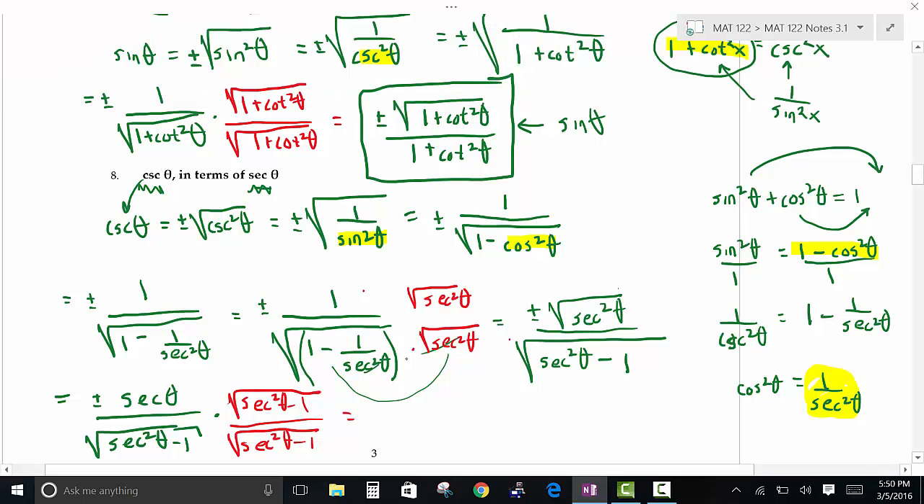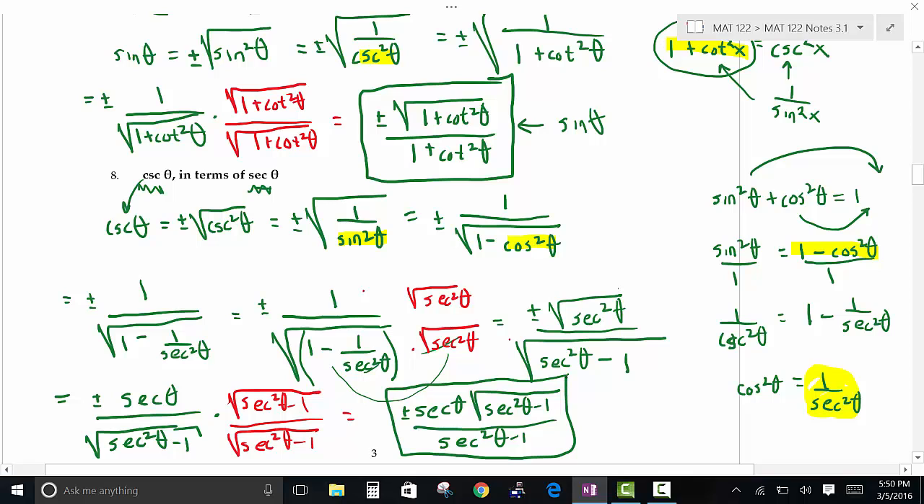Okay, so the final answer we would have is secant theta plus or minus times the square root of secant squared theta minus 1 all over, and then that would be rationalized, so that's now secant squared theta minus 1. Okay? So that would be your solution to that problem then.